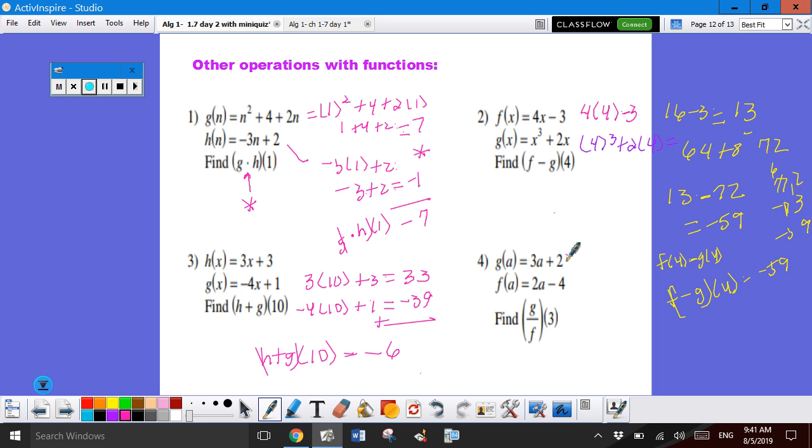Substituting in a 3, 3 times 3 is 9 plus 2, there's an 11. And 2 times 3 is 6. 6 minus 4 is 2. So in this case, I have 11 divided by 2. I'm going to leave that as a fraction, and that is already reduced to lowest terms, and there's that answer. Hopefully you come up with negative 6 and 11 halves.